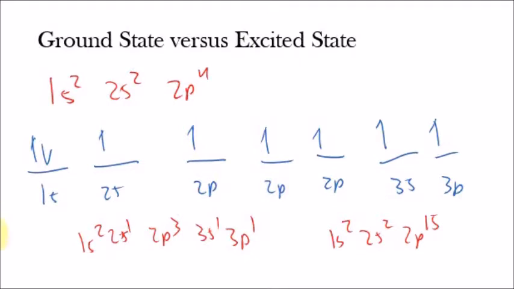Stay tuned. I think in the next video, we're going to be talking about exceptions to electron distribution, which is going to be pretty interesting. But that's it for now. Ion electron configurations and ground state versus excited state is as simple as that.